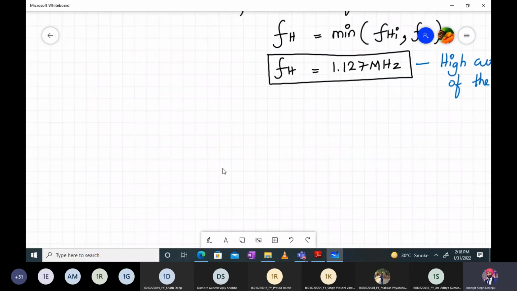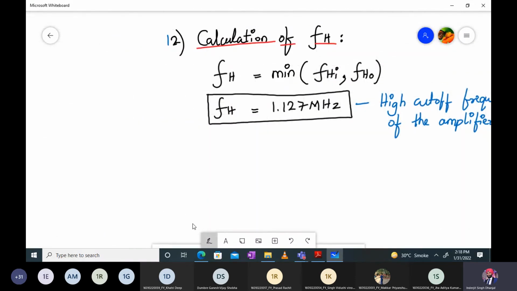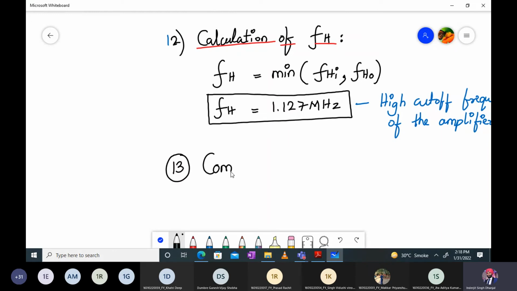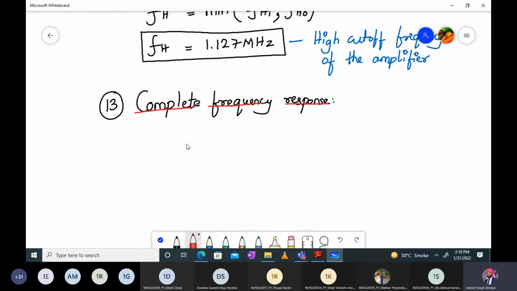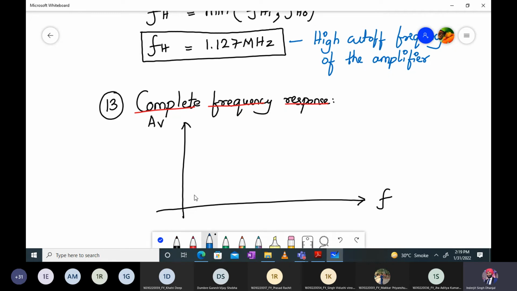But let me draw one last frequency response plot over here. So this is called the complete frequency response. Let me go slightly down. Yeah. So how will it look? It will look something like this. The x-axis is the frequency, the y-axis is the voltage gain, and the plot looks something like this.